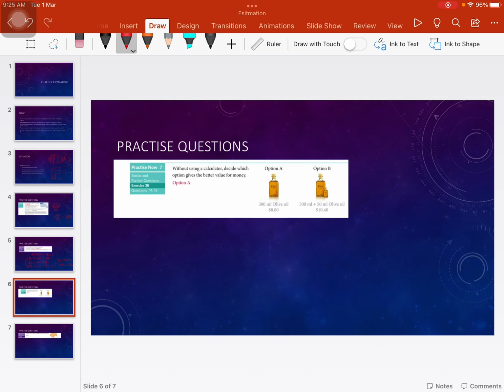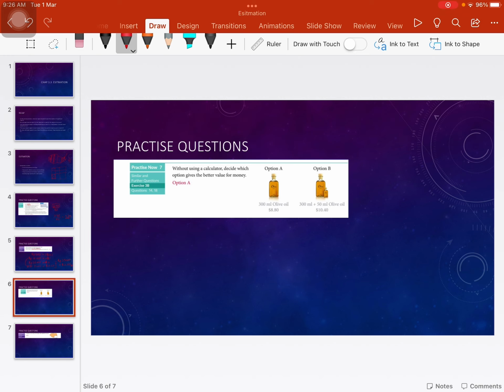This is for the part on value for money, right? So you have option A and option B, olive oil. You're given different quantities. The primary objective here is for you to compare, but you can only compare when the quantities are the same. So what you can do is take reference from option A. Using option A, you try to figure out if the quantity for option B would give you better value for money or not. Okay, so let's do this.